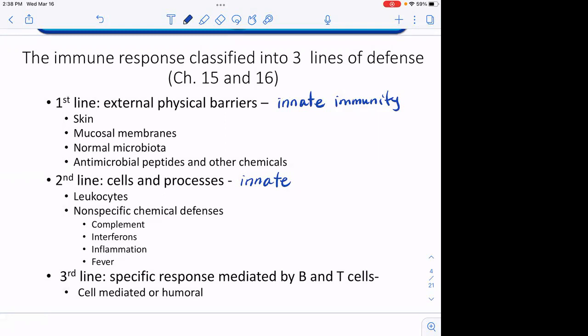Okay, and then lastly, our third line of defense, this is getting into our adaptive immunity. That involves the work of B cells and T cells. Our B cell reaction, we typically refer to as humoral immunity. Humors are bodily fluids. B cells make antibodies that function in our blood. And then T cells, that's a cell-mediated response. There are lots of different cells that have to bring that about. Okay, so that's a little overview of our immune system.